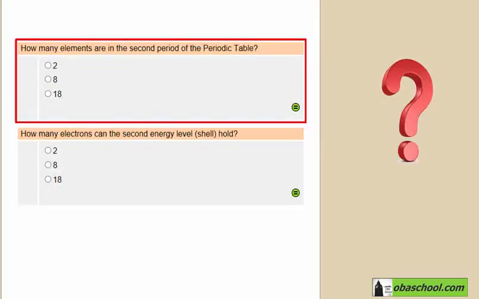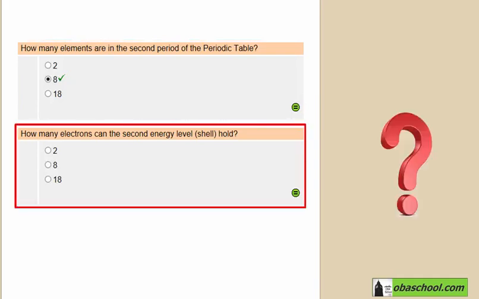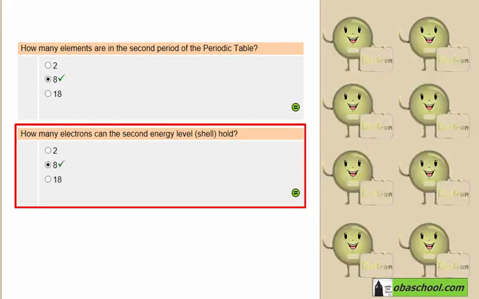How many elements are in the second period of the periodic table? 2, 8, or 18? That's correct. There are 8 elements in the second period of the periodic table. How many electrons can the second energy level hold? 2, 8, or 18? Excellent. The second energy level can hold 8 electrons.